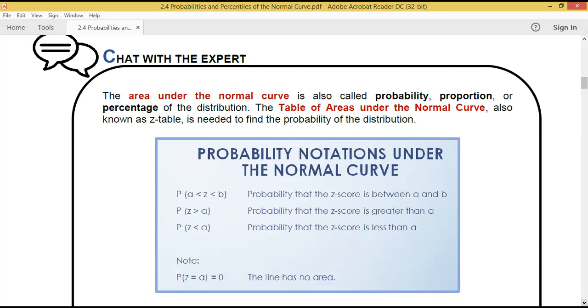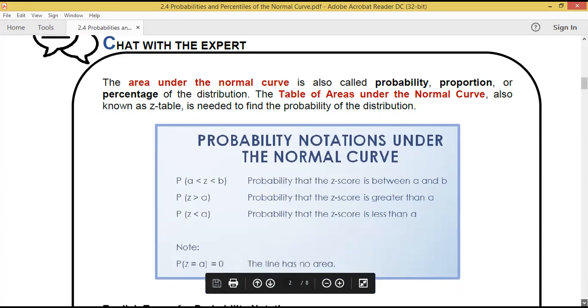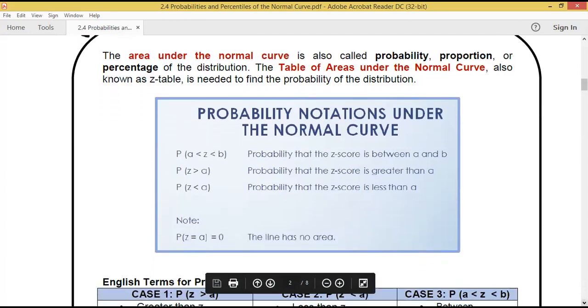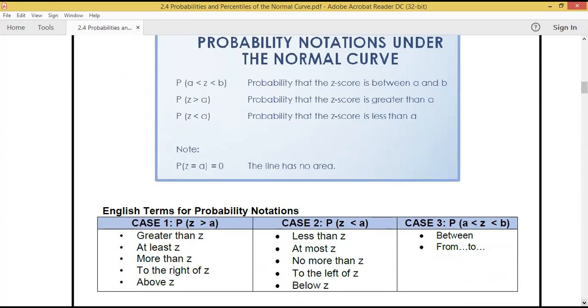The notations under the normal curve can be between, or it can be greater than a given z-value or z-score, or it can be less than a given z-score or a given z-value. If it's equal to a given z-score, then the area is 0. Why? Because an area or a line has no width. Therefore, it has no area.